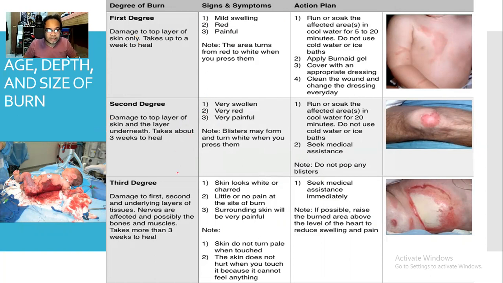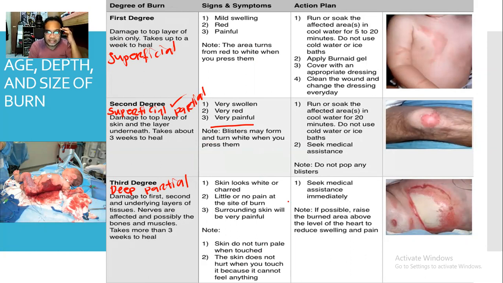Okay, so you have there the first degree, second degree, and third degree. Ito nga yung sabi ko sa inyo, it is very painful yung second degree natin. If you can remember, ano ba yung tawag sa ating second degree? Okay, this is superficial, di ba? Superficial partial. And then your third degree, you have there your deep partial. Okay, so these are the symptoms as well, still presented on the previous slides, and the action plan.